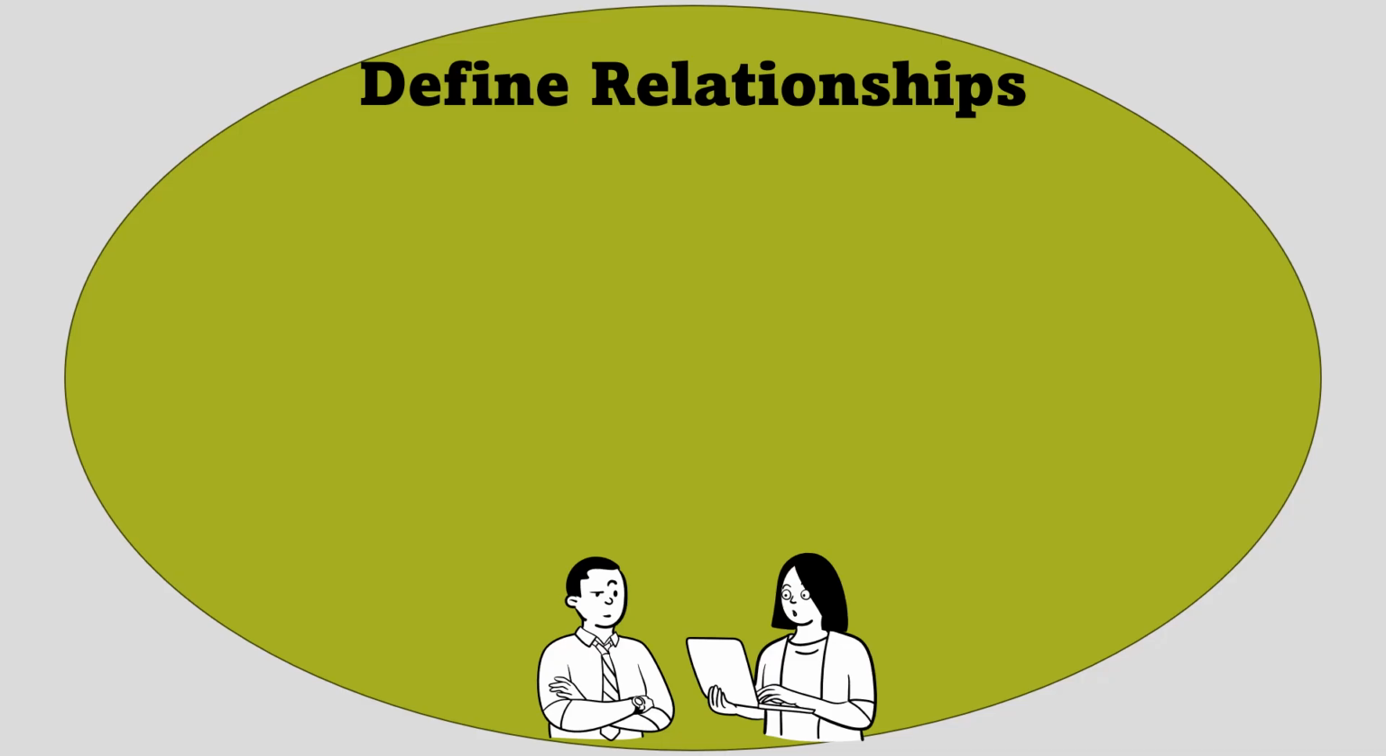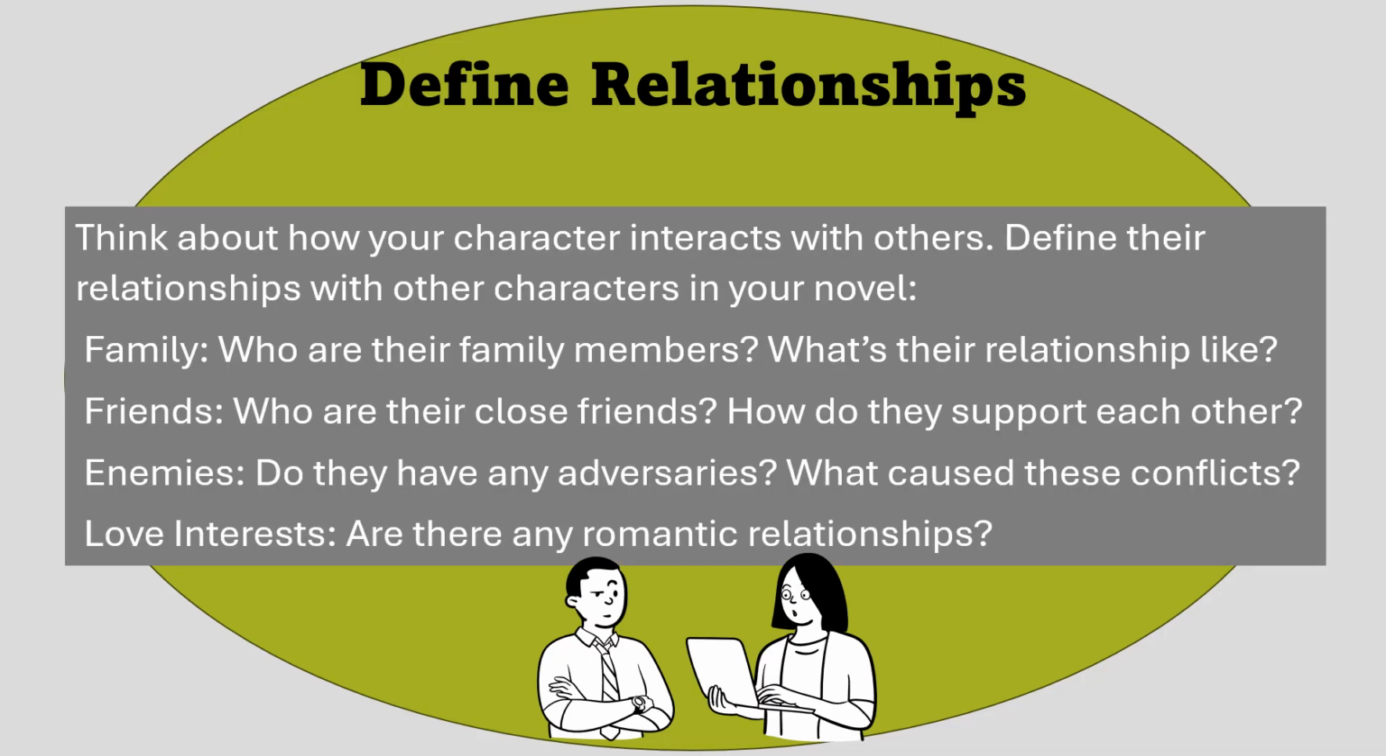Define relationships. Think about how your character interacts with others. Define their relationships with other characters in your novel. Family. Who are their family members? What's their relationship like? Friends. Who are their close friends? How do they support each other? Enemies. Do they have any adversaries? What caused these conflicts? Love interests. Are there any romantic relationships?